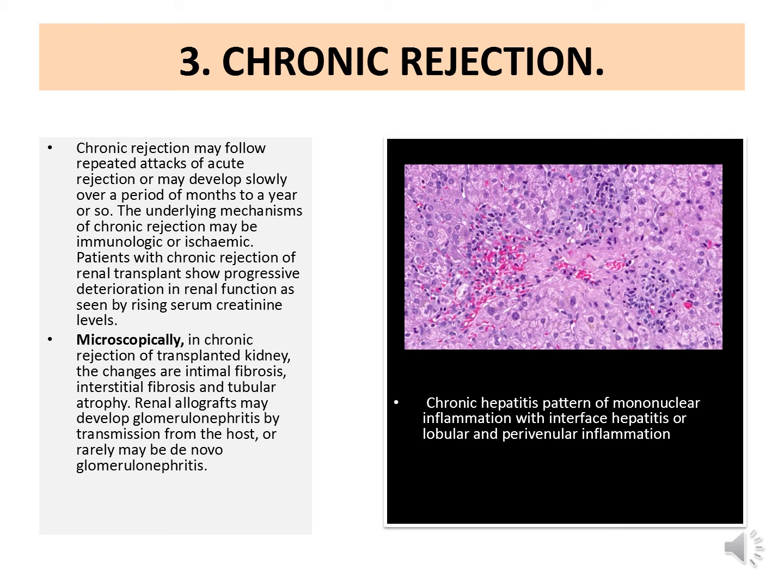The underlying mechanism of chronic rejection may be immunologic or ischemic. Patients with chronic rejection of renal transplant show progressive deterioration in renal function, and we see rising serum creatinine levels. That is a diagnostic feature. Under the microscope, we see changes like intimal fibrosis, interstitial fibrosis, and tubular atrophy.